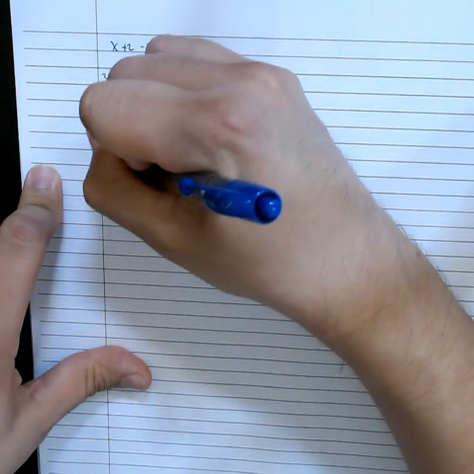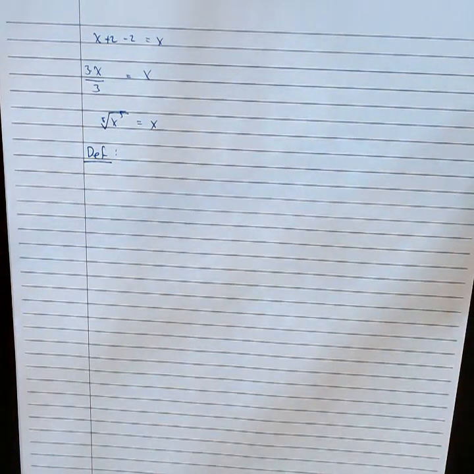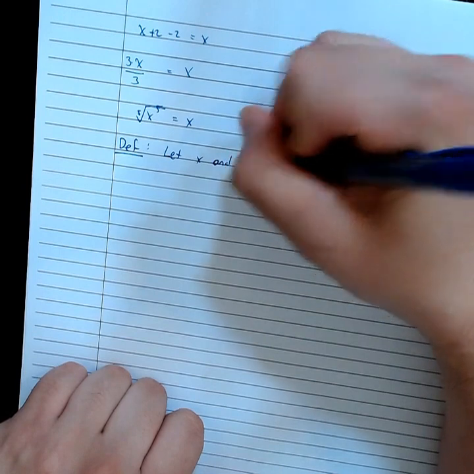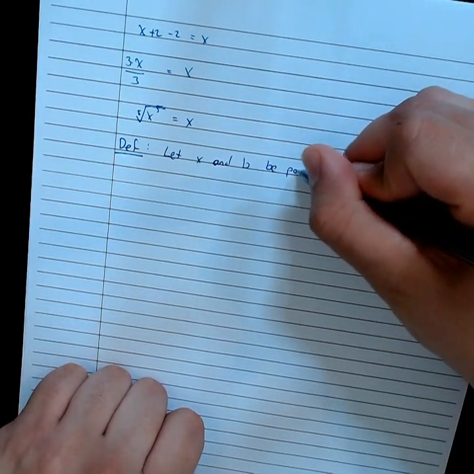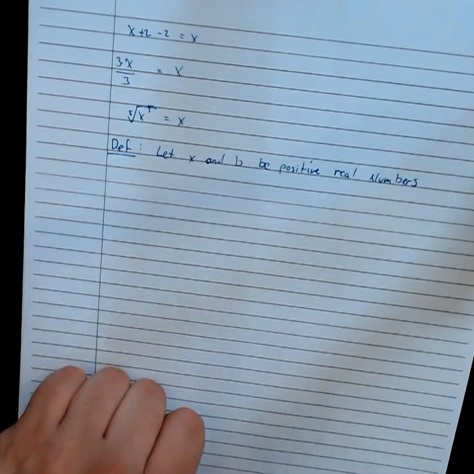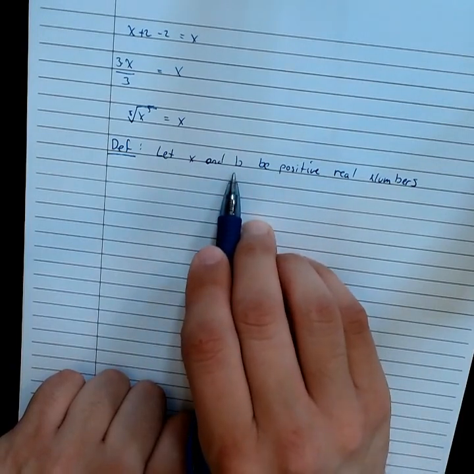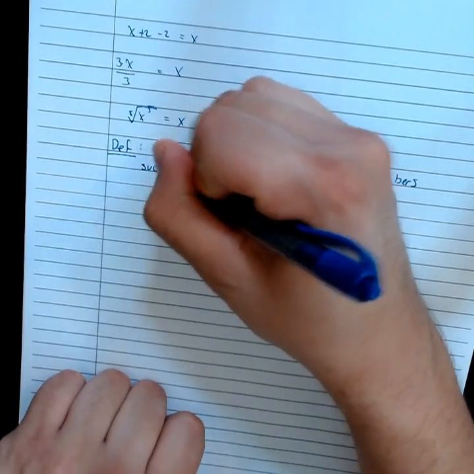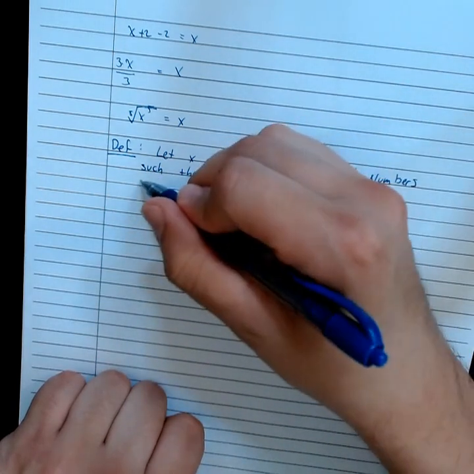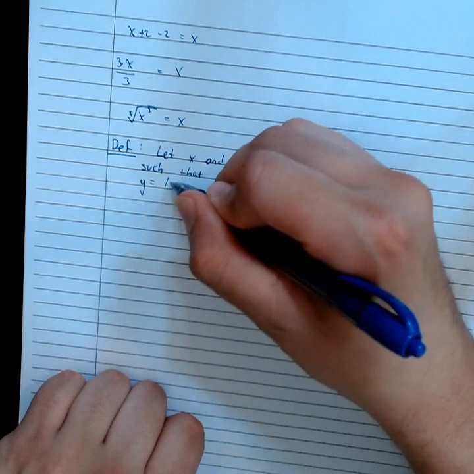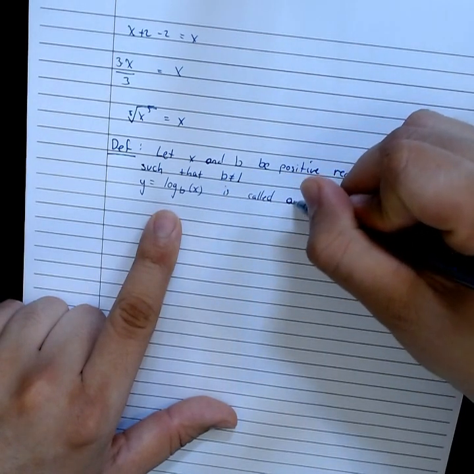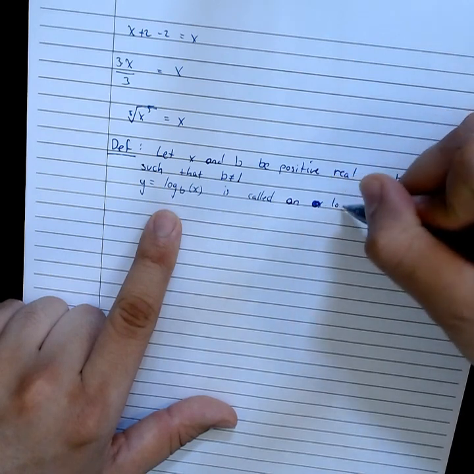So definition. Let x and b be positive real numbers, where, this is going to sound familiar, it's going to sound like the restriction we had for exponential functions, such that your base is not equal to 1. y equals, and here this is read as log base b of x, is called a logarithmic function.